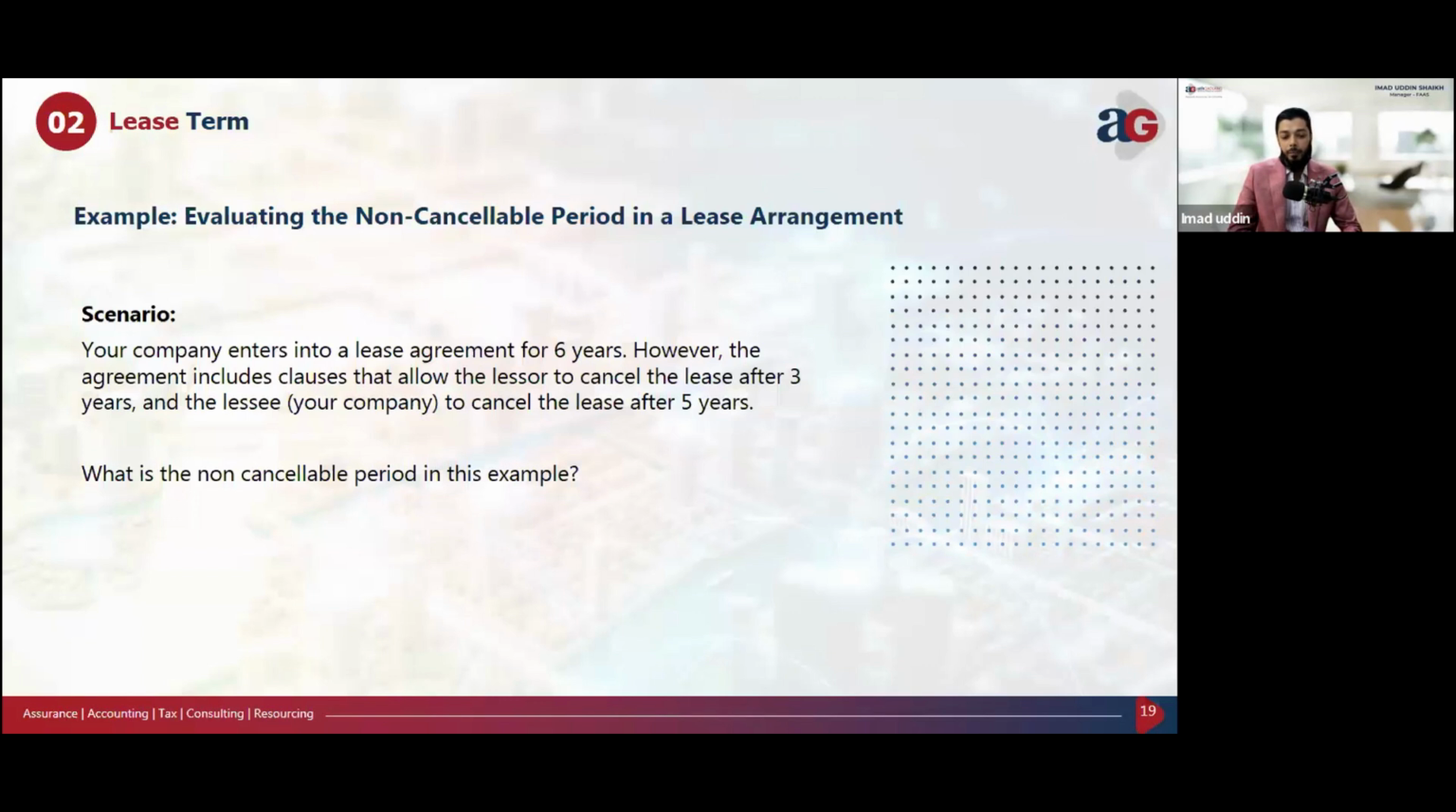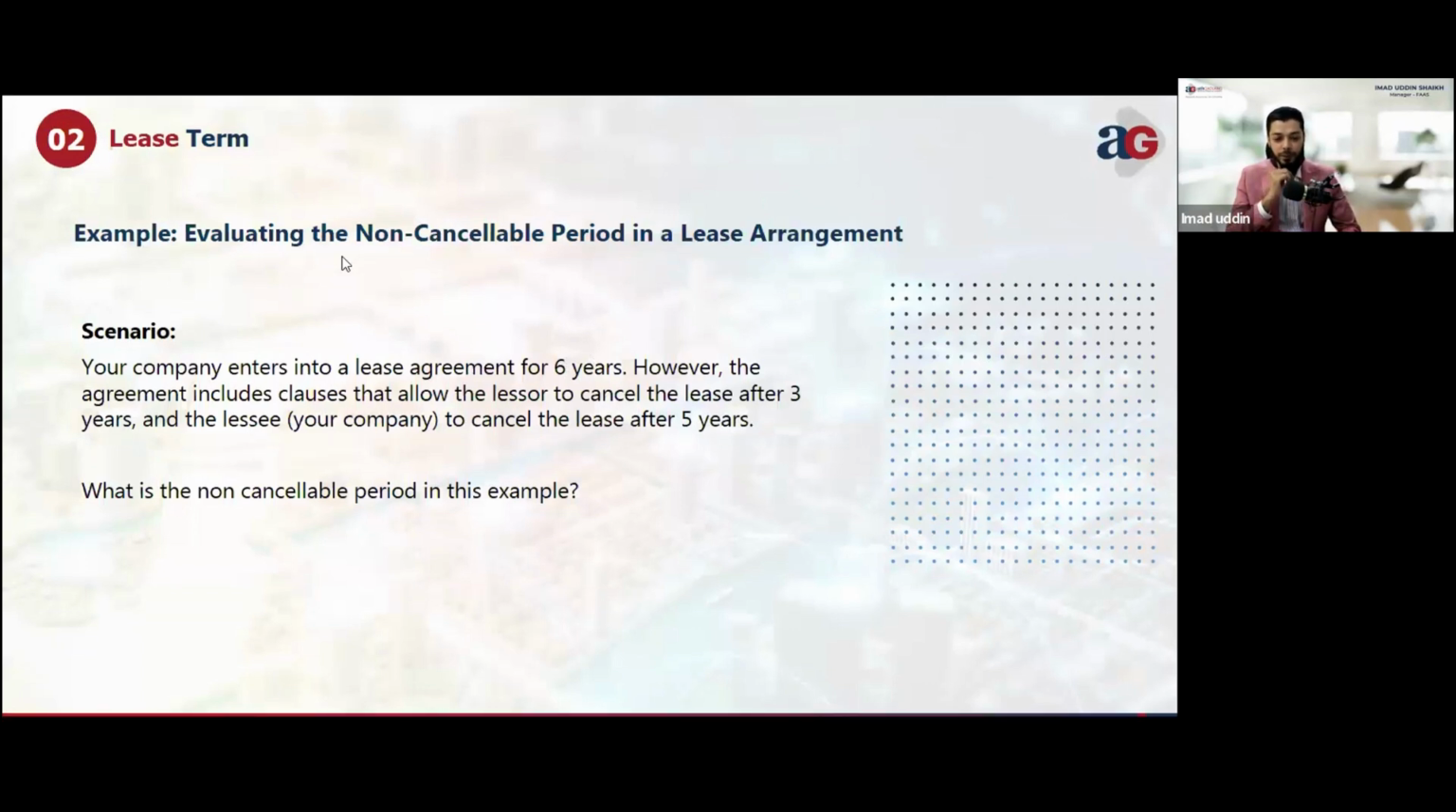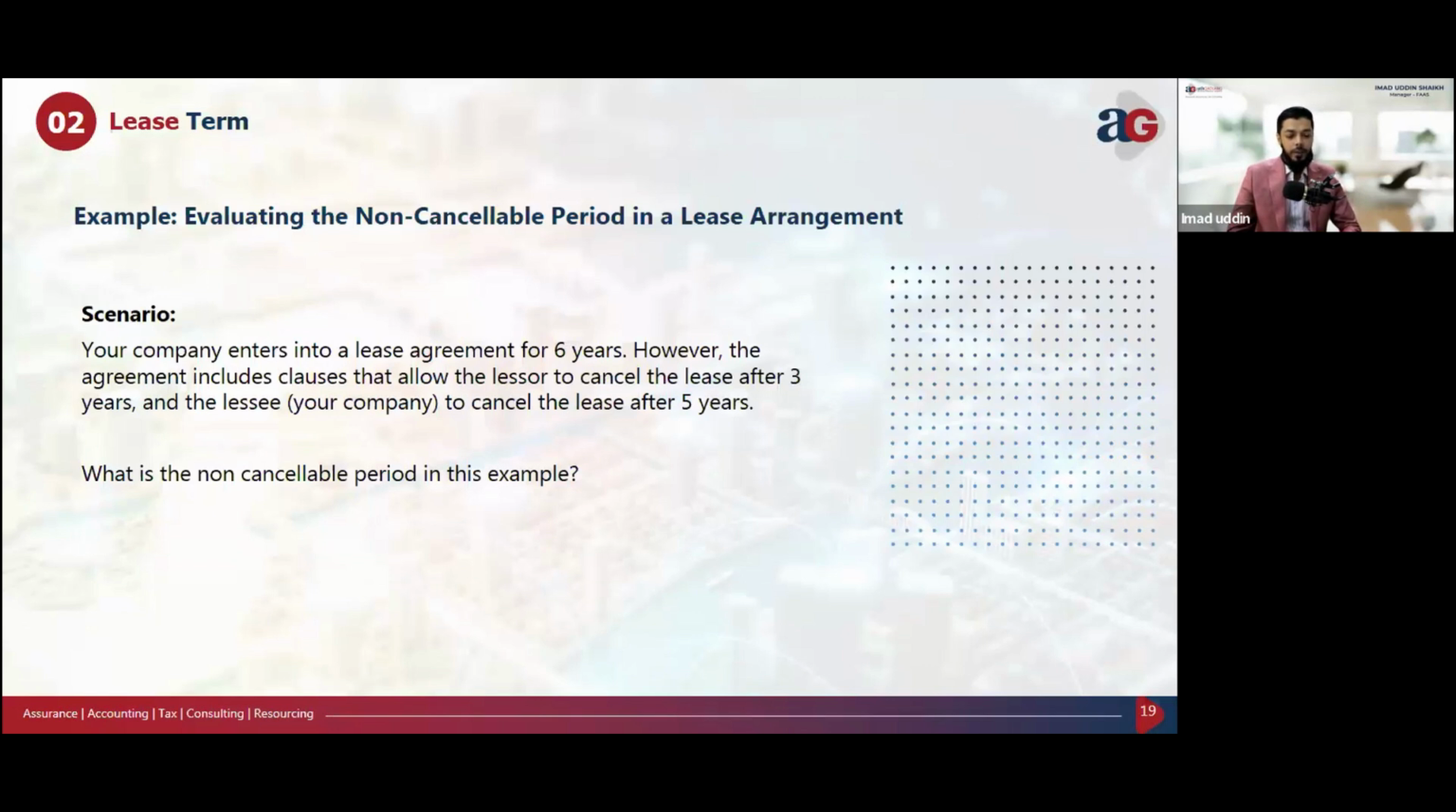So in this particular example, what is the non-cancellable period? If you have any guesses, I would love to hear them in the chats. Is it 6 years, 5 years, or 3 years? Anyone willing to stick his neck out? Any guesses? 3 years. Any other guesses? 5 years. Sounds like there's a lot to learn today. There are a lot of complications here, but this is the simplest question that we had so far. So basically, in this case, the non-cancellable period is 5 years.